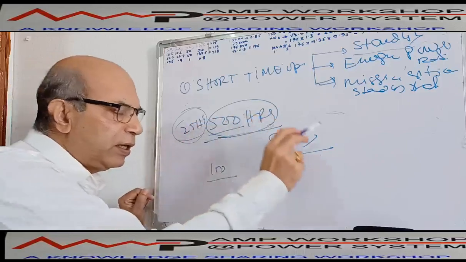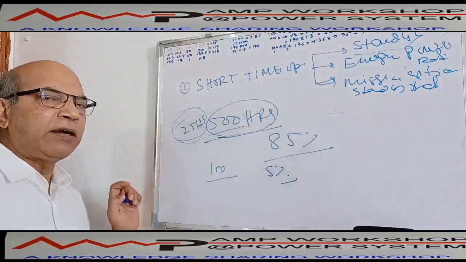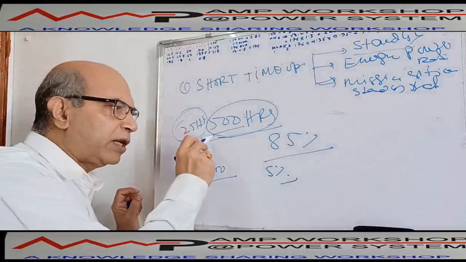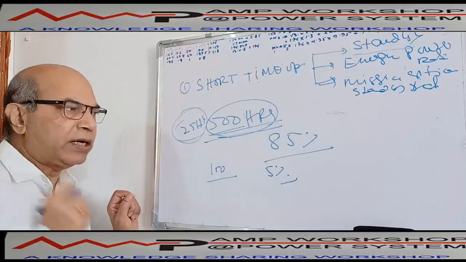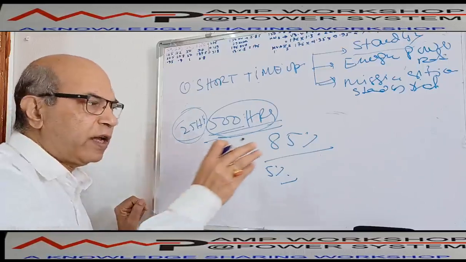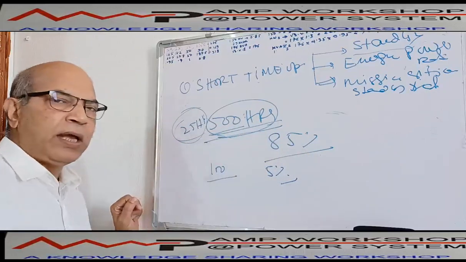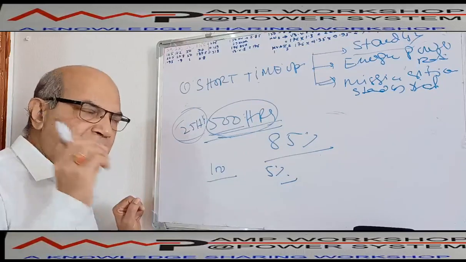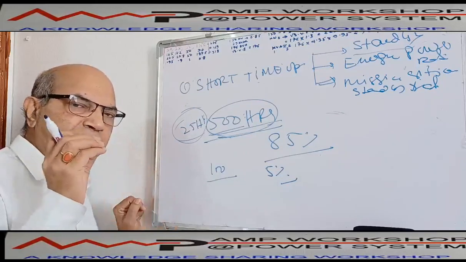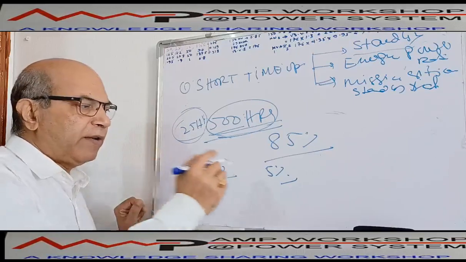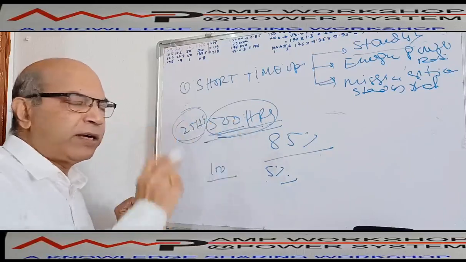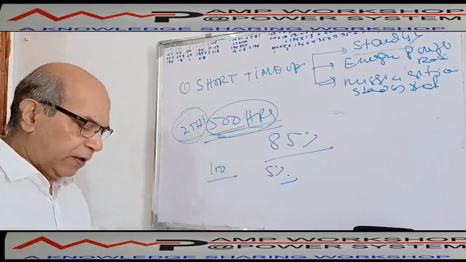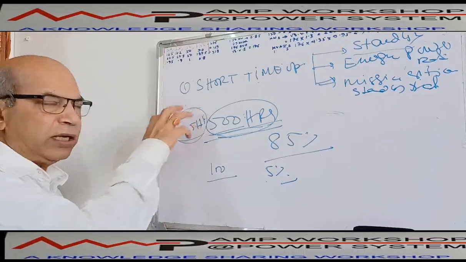So this is the mission standby rating. In the mission standby rating, the machine cannot be run more than 500 hours in a year, and the load factor can go up to 85%, and the machine can be run on its maximum or nameplate rating for a maximum of 5% of its total operating time. 5% of the total operating time, where 500 hours is the total, means 25 hours it can run in a total year.